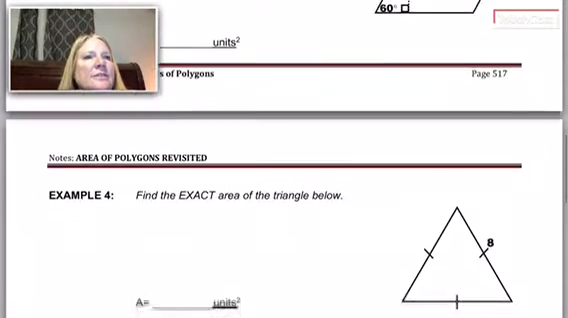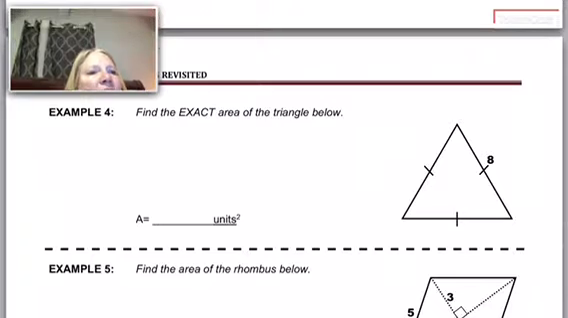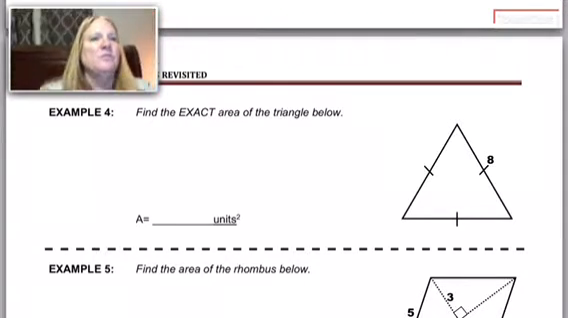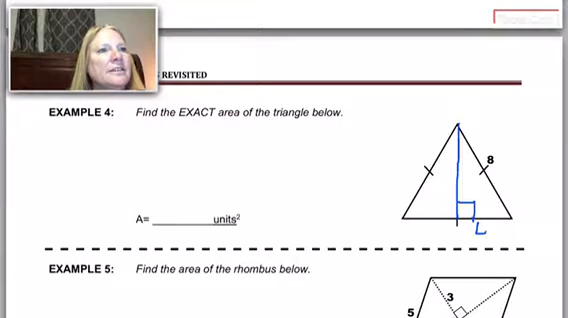Then next, we have an equilateral triangle. So again, you've got to use the relationship of the special right triangle, and you have to understand that in an equilateral triangle, the height bisects the base, and so that makes that 4.